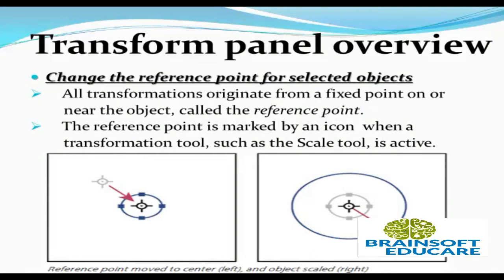All transformations originate from a fixed point on or near the object called the reference point. The reference point is marked by an icon when a transformation tool such as the scale tool is active. This is an example of a reference point. In the left side object, the reference point moves to the center, and in the right side object, the object is scaled.